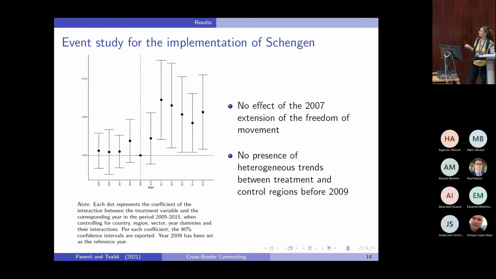But this allows us to have the idea that we are capturing the Schengen agreement and not the freedom of movement, because there is no effect in 2007, which is the year in which Switzerland entered the freedom of movement with the European 15 and EFTA countries. So it serves also as a kind of placebo and allows us to tell that there is no presence of a heterogeneous trend between treatment and control regions before 2009.